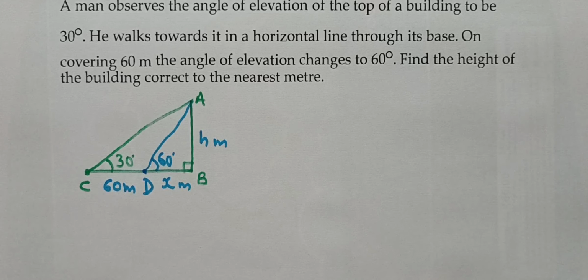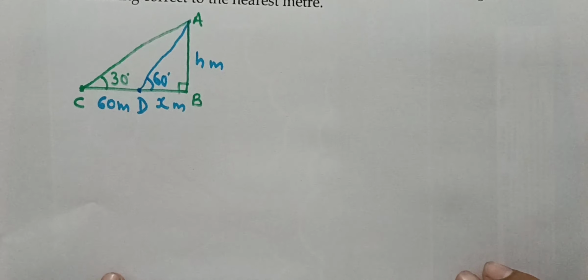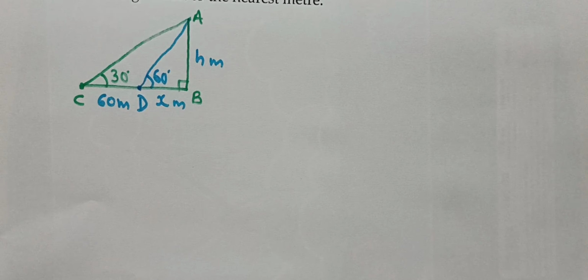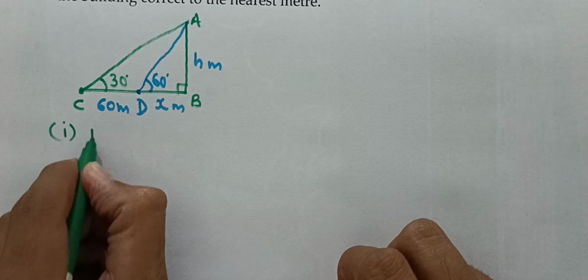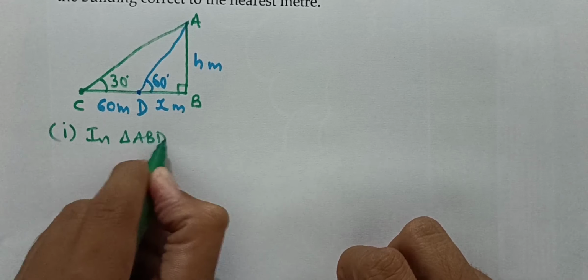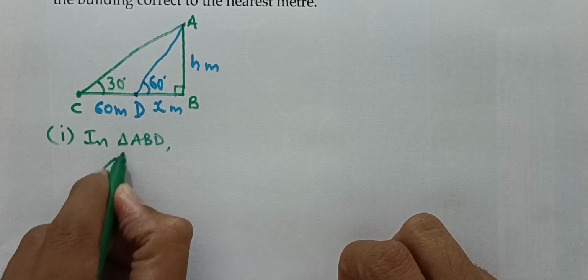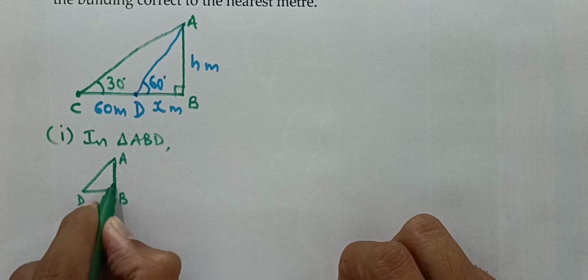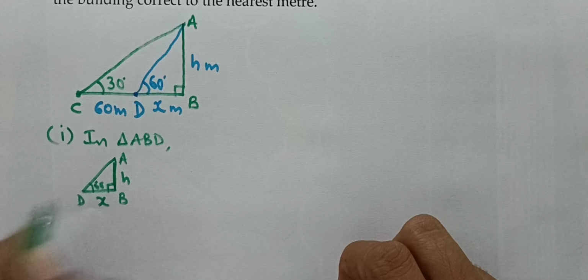So with the same concept over here, we can observe two right angle triangles, ABD and ABC. First of all, I am using the smaller triangle ABD. Step number 1. If I start this question with ABD, so in triangle ABD, for simplicity we can draw a separate figure also for ABD. This one is 90 degrees, X and H. This angle is 60 degrees.